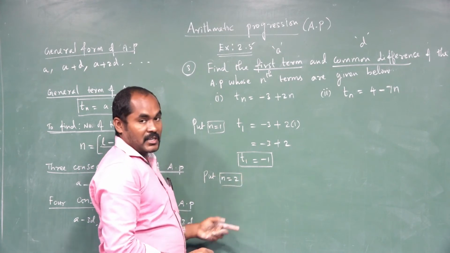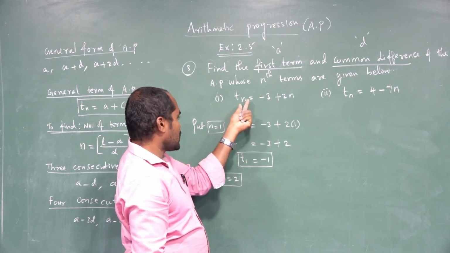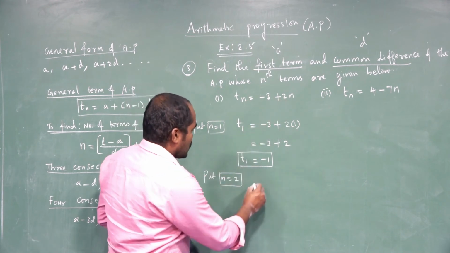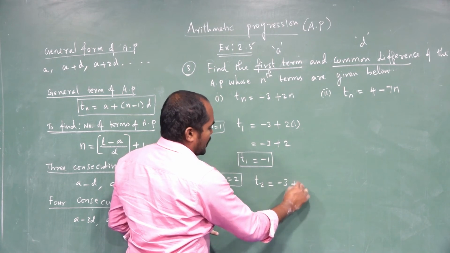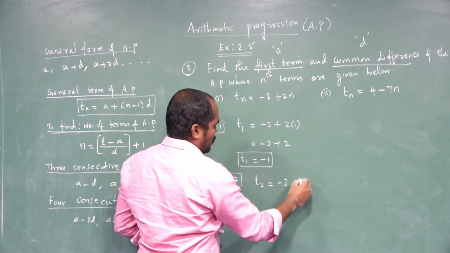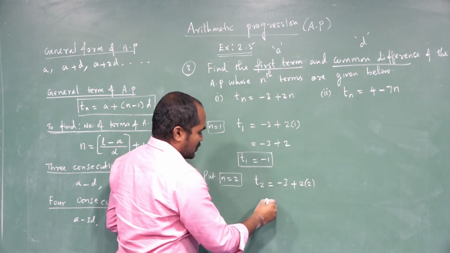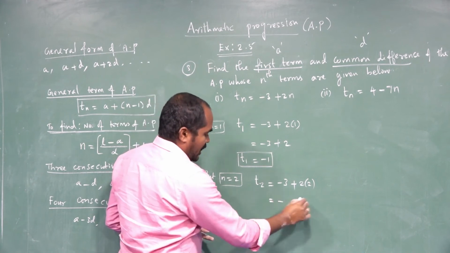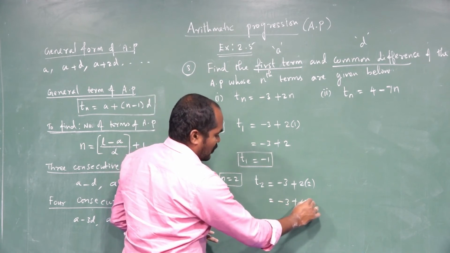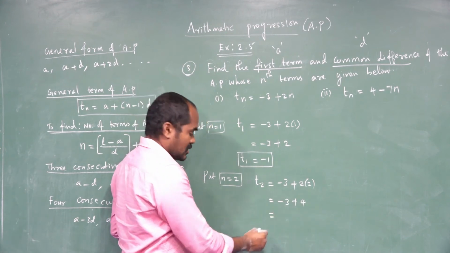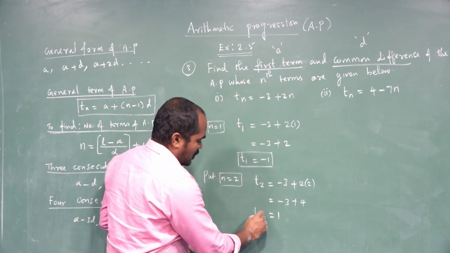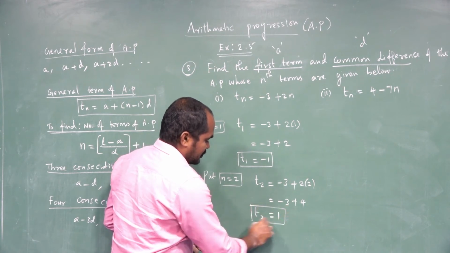Second term. So to find the second term, substitute n = 2. So T2 is equal to minus 3 plus 2 of 2. So this is equal to minus 3 plus 4. Right? 2 2s are 4. So minus 3 plus 4 is plus 1. So term 2 is plus 1.